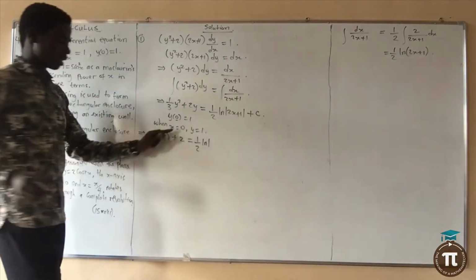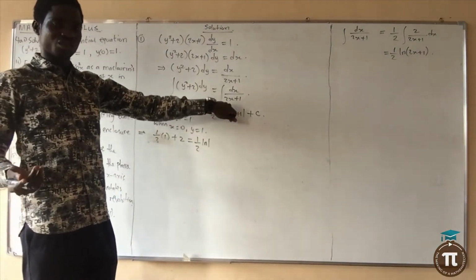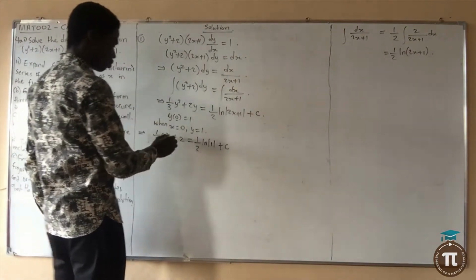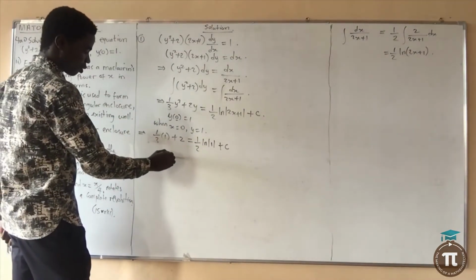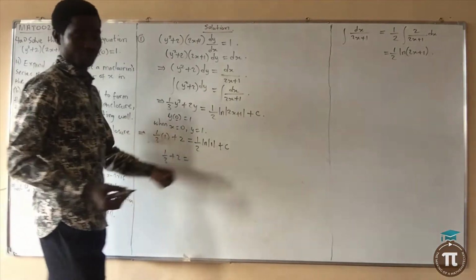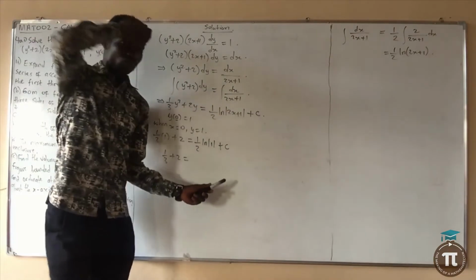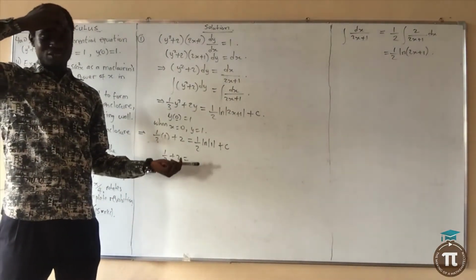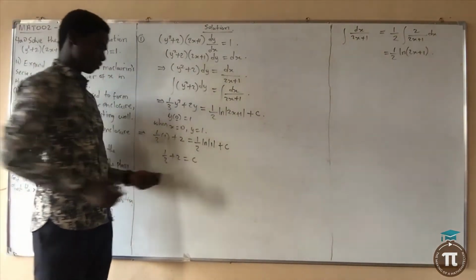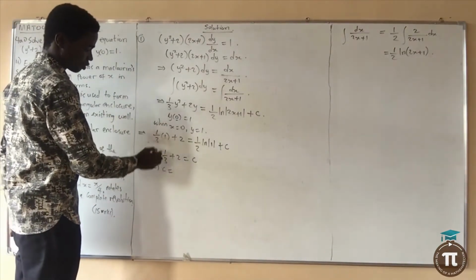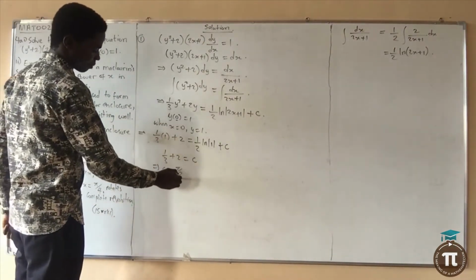ln of x is 0. 2 times 0 is 0. 0 plus 1 will give me 1, plus c. So this is 1 over 3 plus 2 to be equal to ln of 1. Ln 1 is 0. You can confirm from your calculator. So 0 times half is still 0. So on the right hand side I am left with c. So c is equal to 7 over 3.